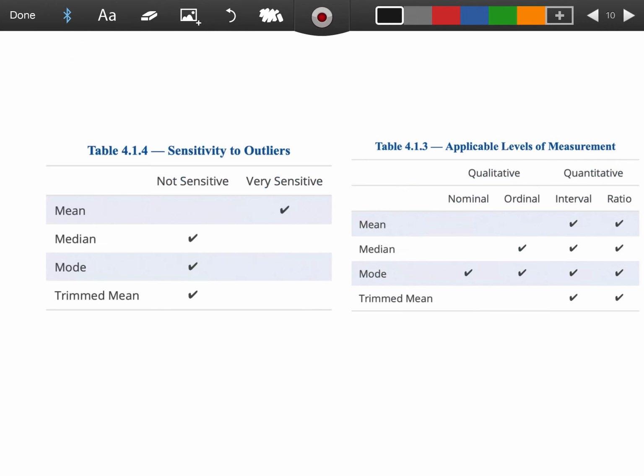Just kind of a summary of what we've been looking at. We have here a quick table that shows you which one is a resistant measure and which one isn't, okay? So we can see here that the median, the mode, and the trim mean are not sensitive to outliers, okay? But the mean is very sensitive to outliers. You put an outlier into your data set and it's going to skew the mean quite a lot. Okay, so it is not resistant to outliers. It is not a resistant measure, but the other three are, okay?